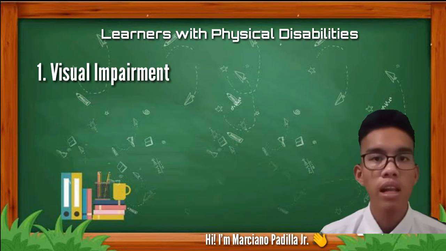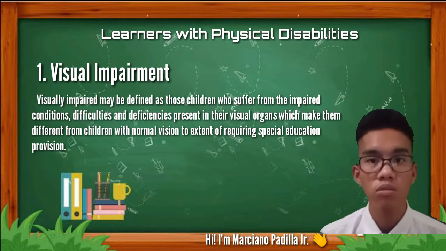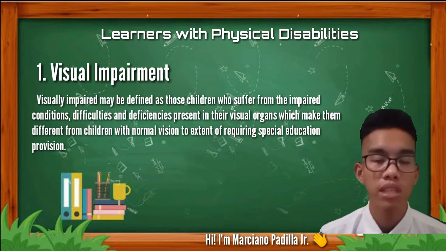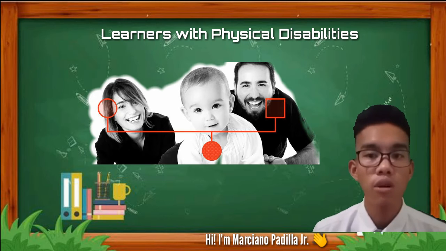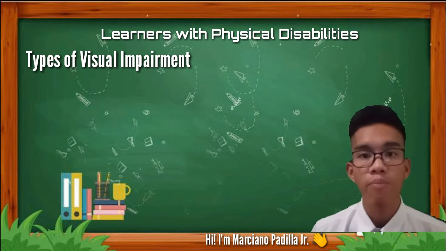Number 1. Visual impairment. Visually impaired may be defined as those children who suffer from impaired conditions, difficulties, and deficiencies present in their visual organs which make them different from children with normal vision to the extent of requiring special education provisions. For example, inheritance from our parents or accidentally happens. There are types of visual impairment.